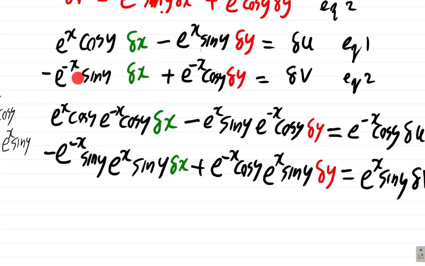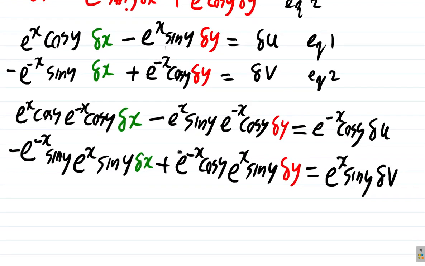So it's negative e to the negative x sine y times e to the x sine y. Good. We have our change in x plus, then our e to the negative x cos y times our e to the x sine y times our change in y equals, and then e to the x sine y times our change in v. So we have that.